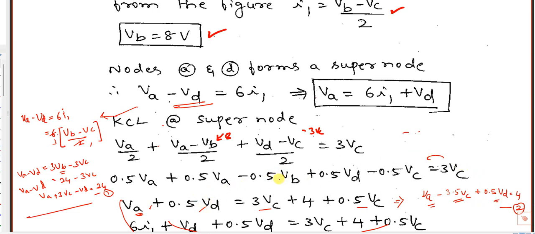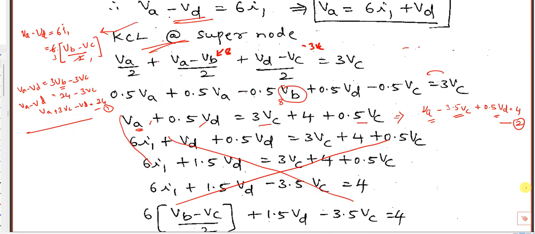And you are going to get VB. VB is how much? VB is 8 volts. 8 times 0.5 is 4. That minus 4, if you bring it to the right side, becomes plus 4. So I will repeat once again. For the supernode, VA minus VD is equal to 6i. I1 value substitute as VB minus VC by 2. You will get one equation. Second equation, apply KCL for the supernode, four currents, and try to get VA, VC, VD form. Okay, this is the second equation.